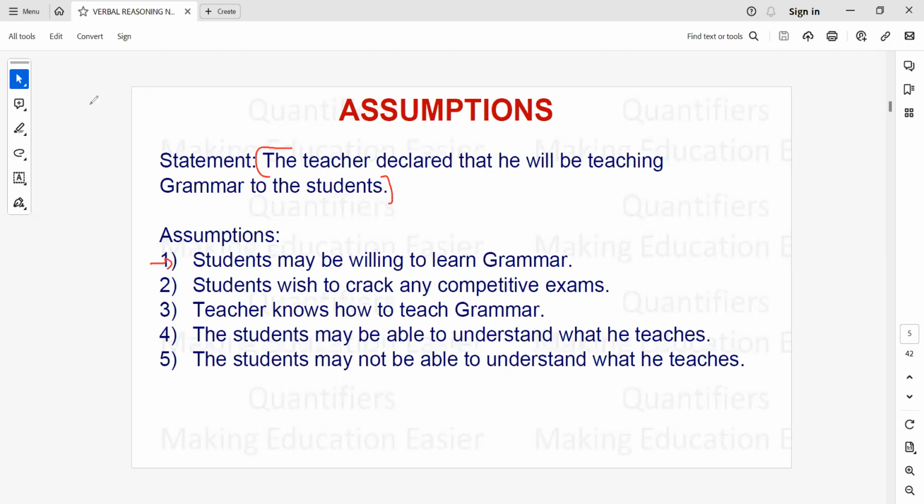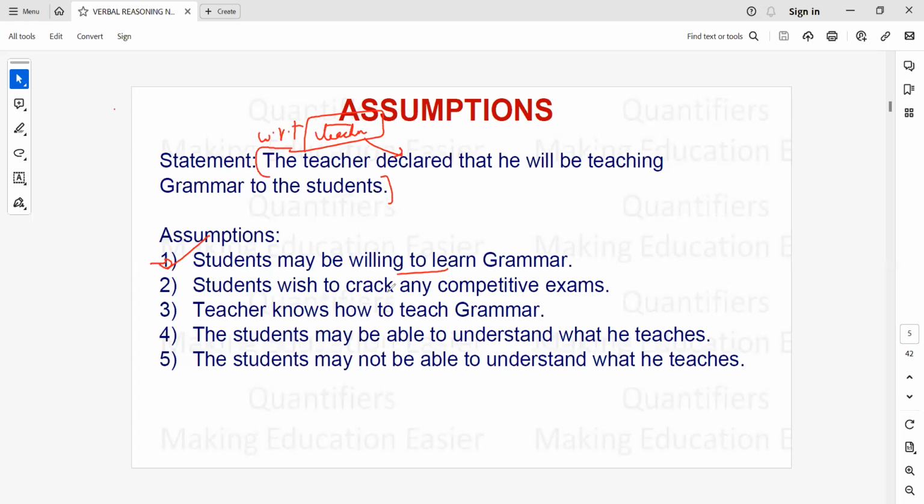So now let's understand that this particular statement is with respect to the speaker, and the speaker here in this scenario indirectly is a teacher, because it's the teacher who declared that he will be teaching grammar to the students, right? So one of the assumptions, so I'm saying that I'm willing to teach you something. So one of my assumptions is that you guys are interested to learn, right? You guys are willing to learn grammar. So a valid assumption, right?